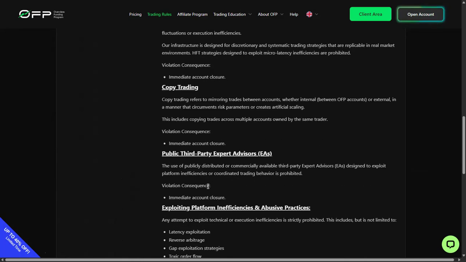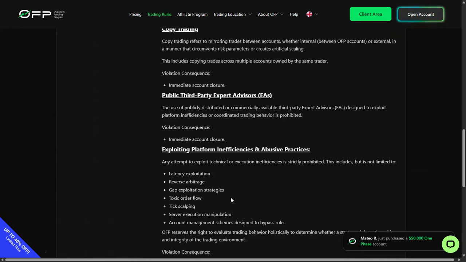And then use of bots is not allowed. You're not allowed to use bots. You're not allowed to consult from a forex guru, anything, you're not allowed to do that. Use of public, distributed or commercially available third-party expert advisors is not allowed. You're not allowed to connect them to your account and then start trading with it, right?